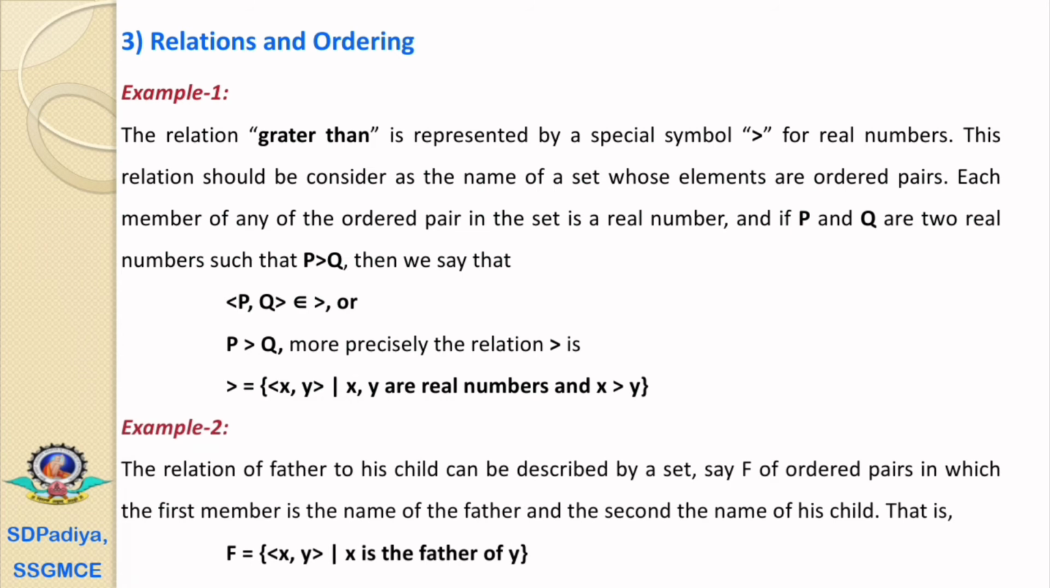If we have a second example, the relation of a father to his child can be described by a set, say capital F, of ordered pairs in which the first member is the name of the father and the second is the name of the child. That is, this set F, or the relation F, is a set of ordered pairs x comma y such that x is the father of y. It means x is the father and y is the son. Then we can write down the ordered pair x comma y for the relation father.